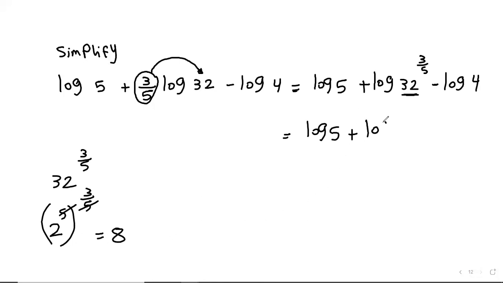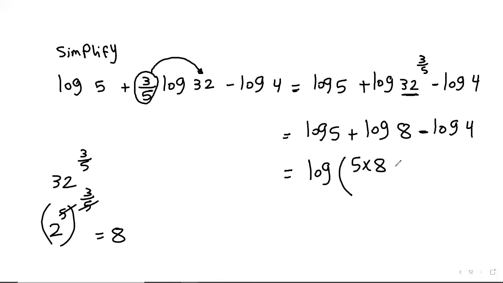So plus log 8 minus log 4 equals log. We will apply the multiplication rule. We have log 5 plus log 8 minus. Minus means you are going to apply the division rule. So it's log of 5 times 8, all divided by 4. So 5 times 8 is 40, divided by 4 is 10. So log 10 equals 1.